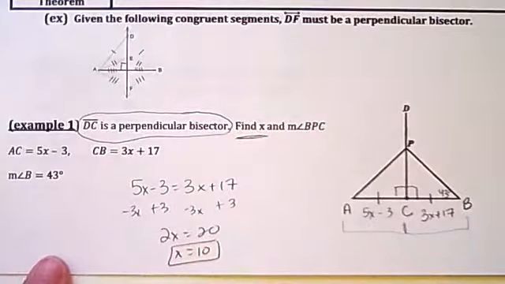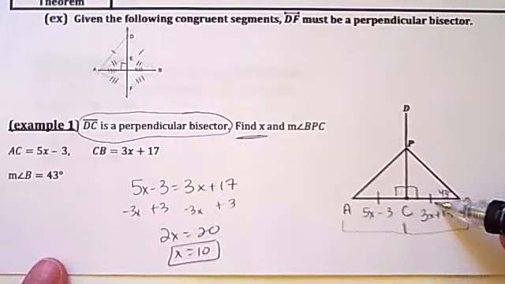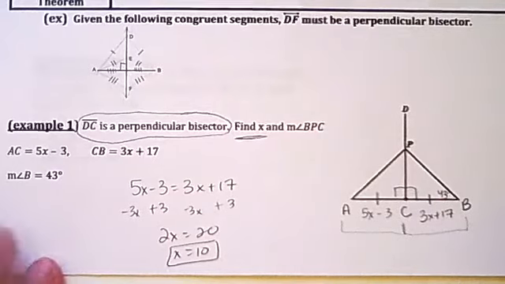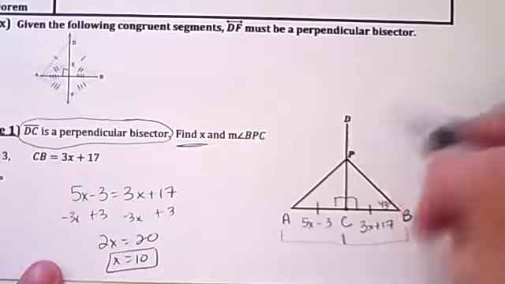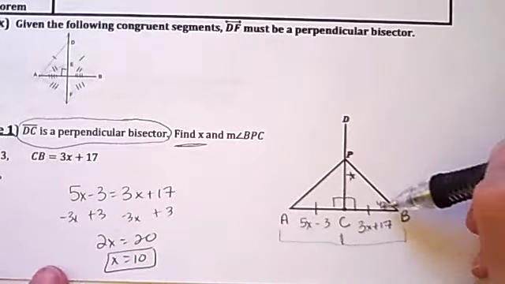And again, I set them equal to each other because we were told it was a perpendicular bisector, making these pieces equal. Now it says find the measure of BPC. BPC is this angle here. We were given that this was 43.